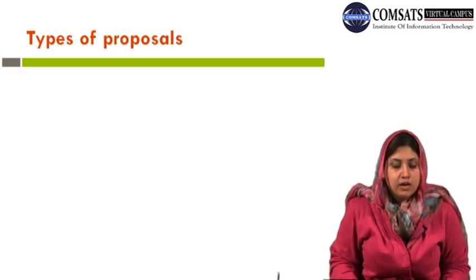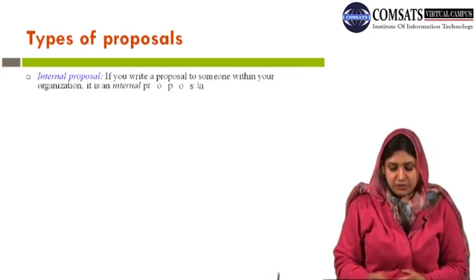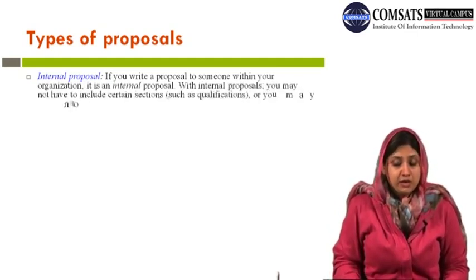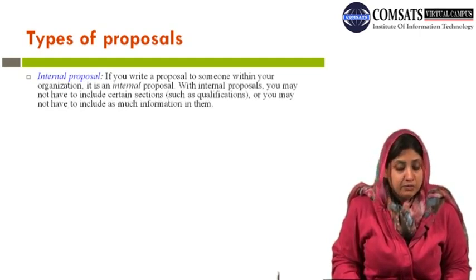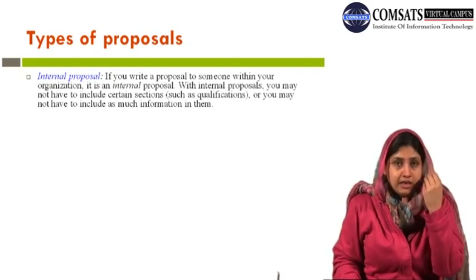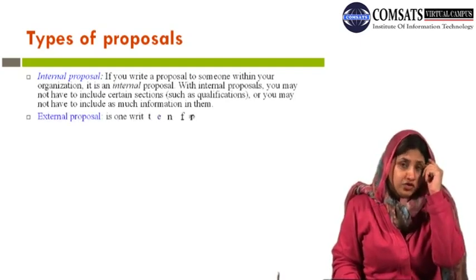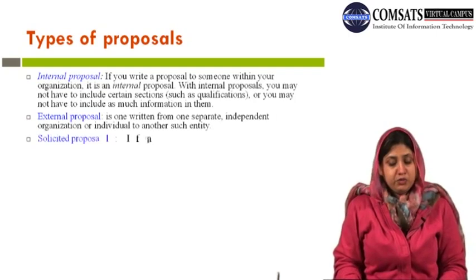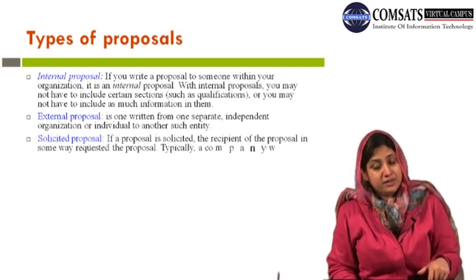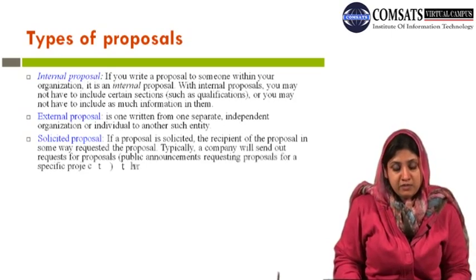Now, let's talk about the types of proposals. If you write a proposal to someone within your organization, it is called an internal proposal. With internal proposals, you may not have to include certain sections such as qualifications, or you may not have to include as much information in them. However, external proposals are proposals written from one separate, independent organization or individual to another such entity. And the third type is a solicited proposal, as we have just mentioned.